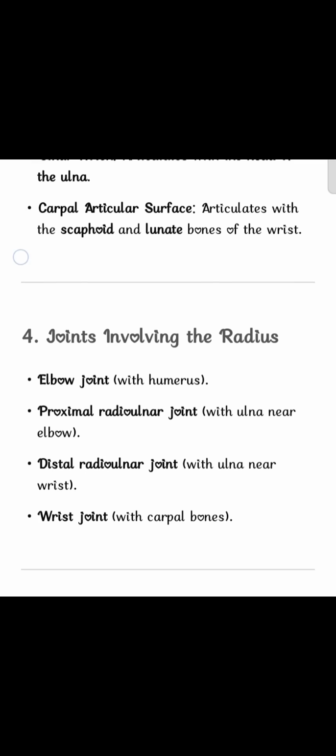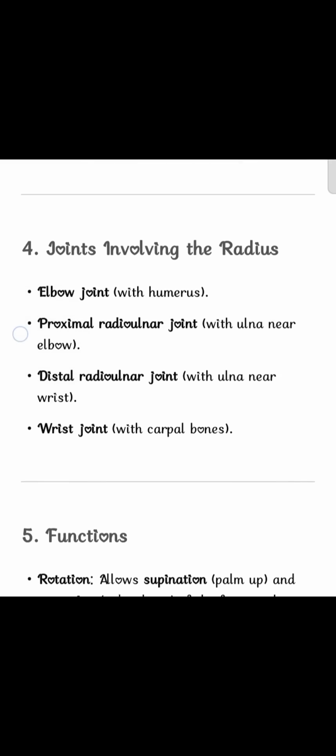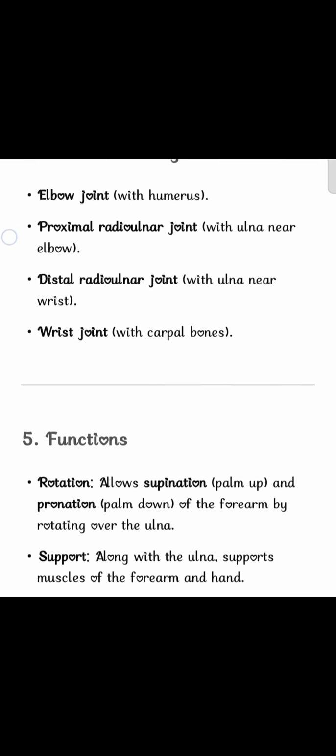Joints involving the radius: elbow joint with humerus. Proximal radio-ulnar joint with ulna near elbow. Distal radio-ulnar joint with ulna near wrist. Wrist joint with carpal bones.